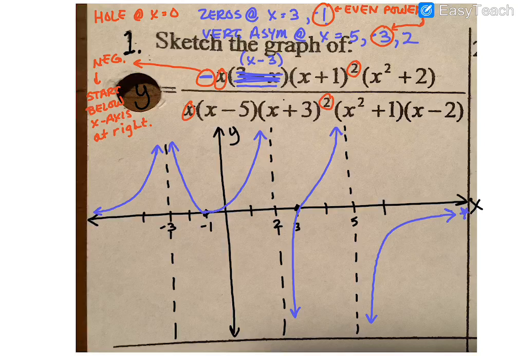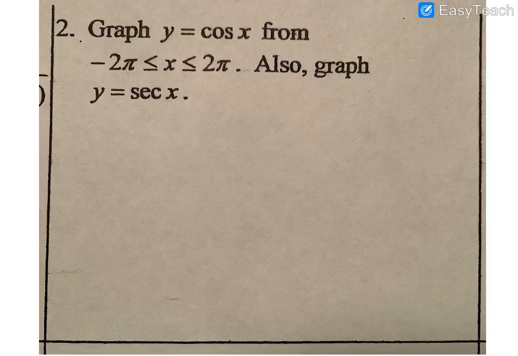I'm going to go ahead and continue this video so I don't have a ton of videos. And so I'm going to change screens. We're going to go to problem 2. Problem 2 is asking us to graph y = cosine x from the interval -2 pi to +2 pi, and then also graph y = secant x. So let's start with y = cosine x and get that graphed.